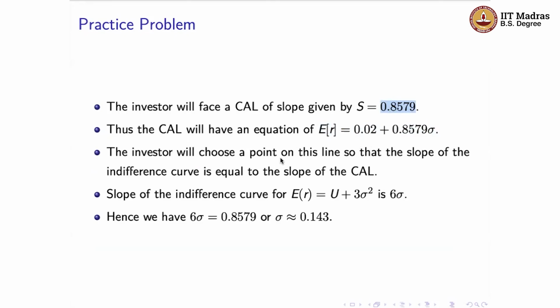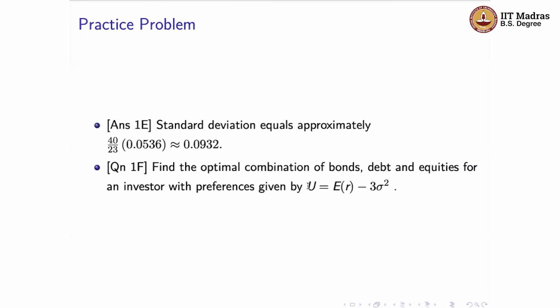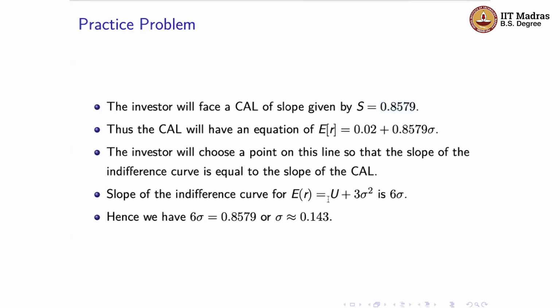We need to know also the slope of the indifference curve at a particular point. Remember that we draw these diagrams with expectation of R on the y-axis and sigma on the x-axis. Therefore, in order to find out the slope, we will first rewrite this utility function as expectation of R is equal to U plus 3 sigma square, where for a particular indifference curve, U is a constant, right? So if we take the derivative of expectation of R with respect to sigma, which is what we have on the x-axis, we end up with 6 sigma, right?